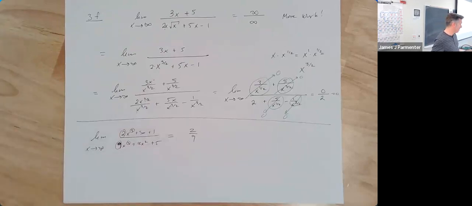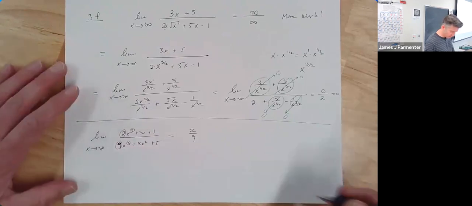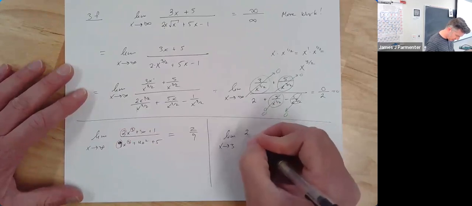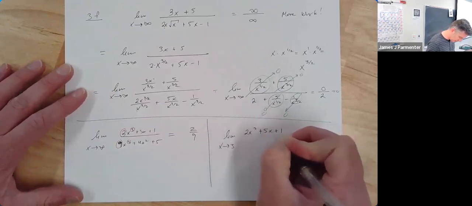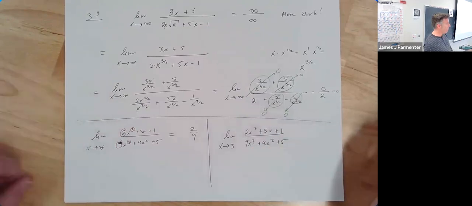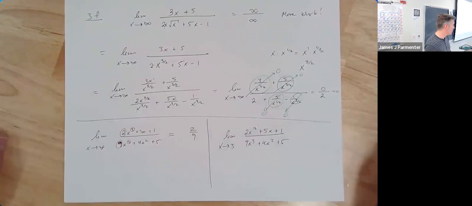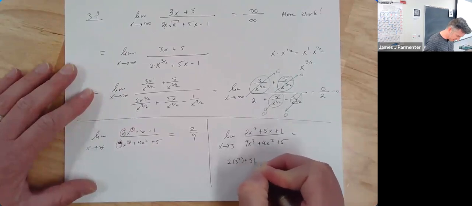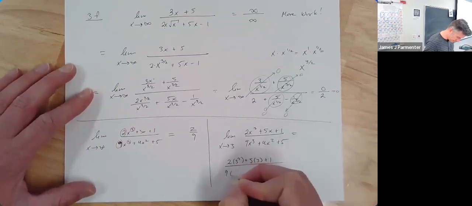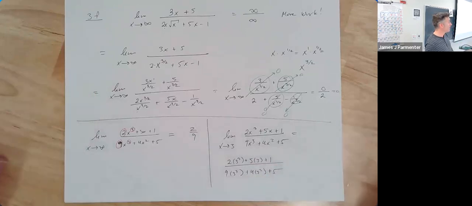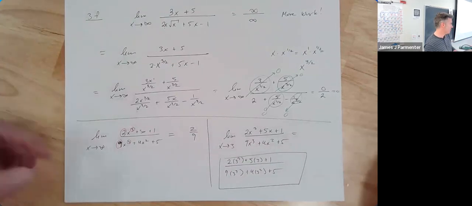It wouldn't be true if it was x going to 3. So definitely don't let her trick you. She could ask you something like this: limit as x goes to 3 of 2x cubed plus 5x plus 1 over 9x cubed plus 4x squared plus 5. And if you're not being careful, you might be like, oh, the answer is 2/9. Really, the answer is 2 times 3 cubed plus 5 times 3 plus 1 over 9 times 3 cubed plus 4 times 3 squared plus 5. And I don't know what that is, and I'm not going to do anything more with it, and neither should you, but I am going to circle it or box it and say, there's my answer.